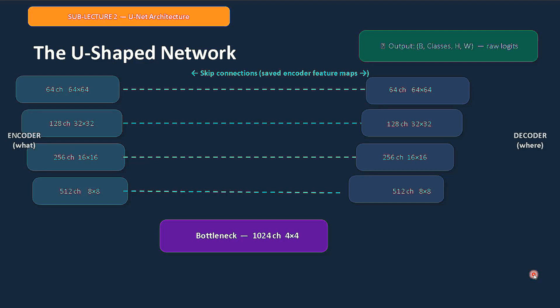Here is the problem. To understand what's in an image, we need to compress it, go deep, lose spatial detail, learn abstract features. That's what a normal CNN does. But to say where things are, you need spatial precision. We need to know exactly which pixel is the river and which is the road. You cannot do both at the same time with a normal CNN. The U-Net solves this by having two paths and connecting them.